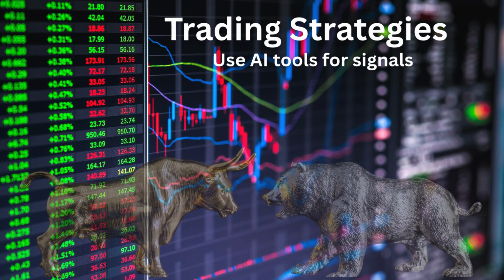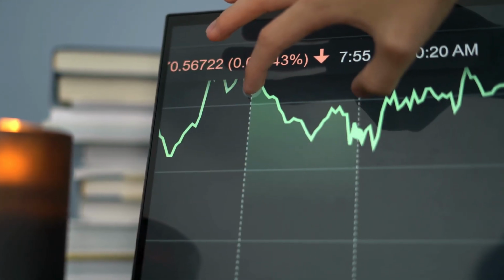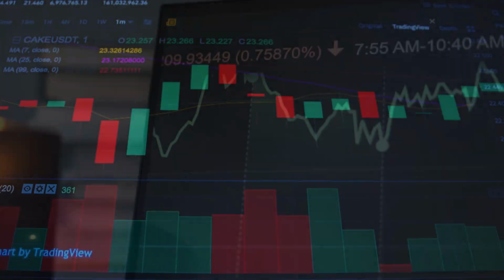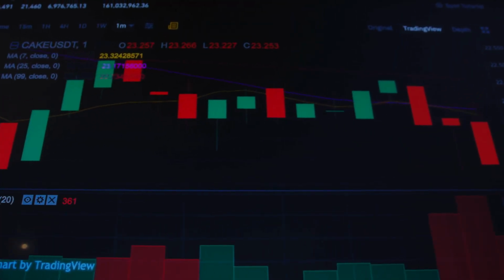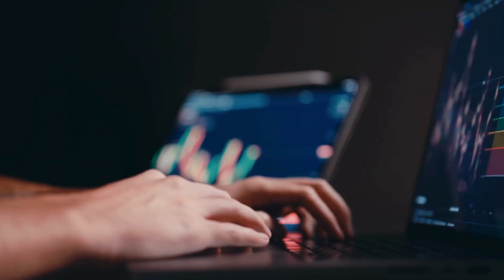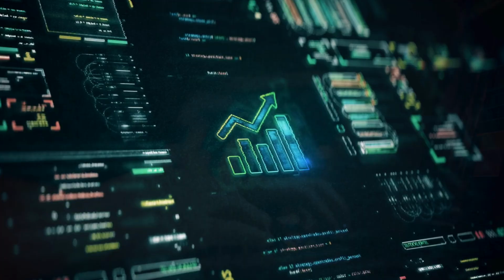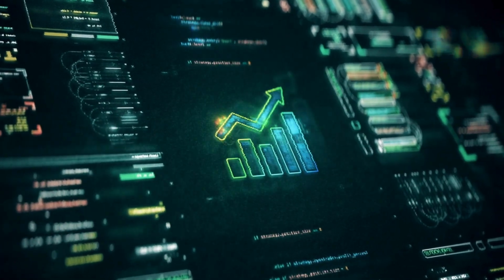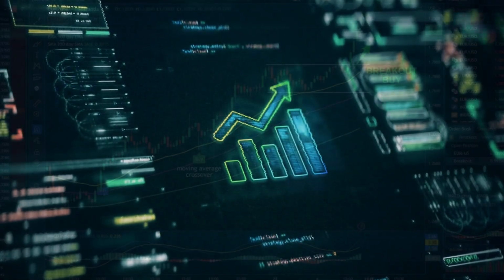Want to know how to use AI to trade? I'll show you the exact strategies you can start using today. Most traders fail not because of bad tools, but because they don't have a strategy. So here's how to use simple AI trading strategies that actually work.